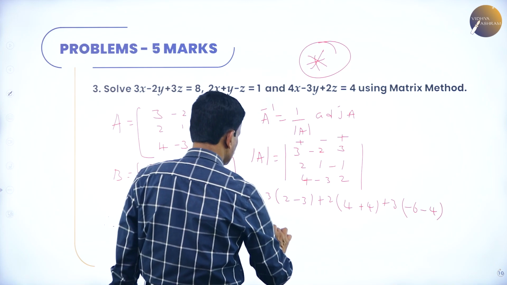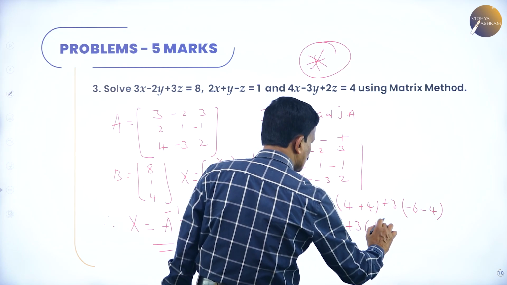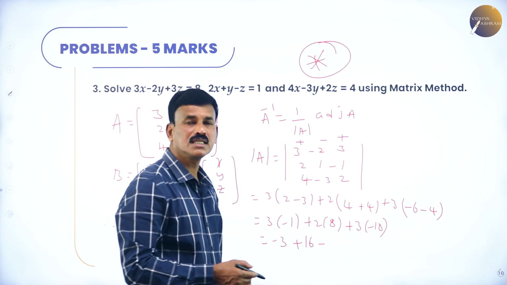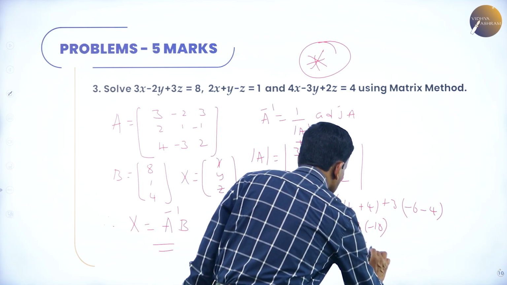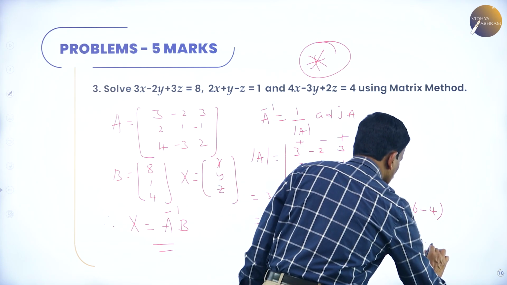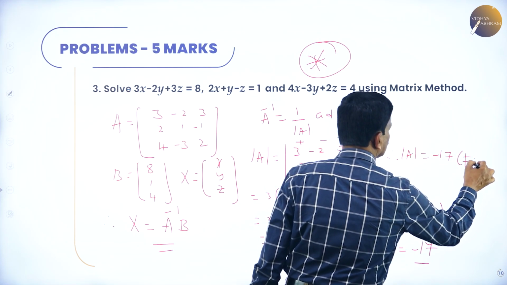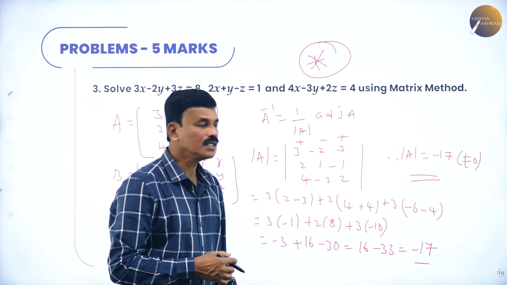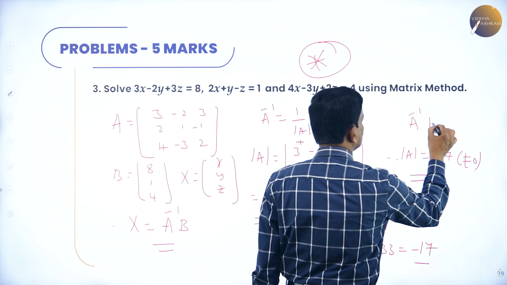This is equal to 3 into minus 1, plus 2 into 8, plus 3 into minus 10, minus 3, 8, this is 8, 8 2s are 16, this is 10, 10 into 3 is equal to 30. Now, what is this equal to? 16 minus 30 minus 3 is minus 17. So, therefore, determinant of A is equal to minus 17, not equal to 0, A inverse exists.